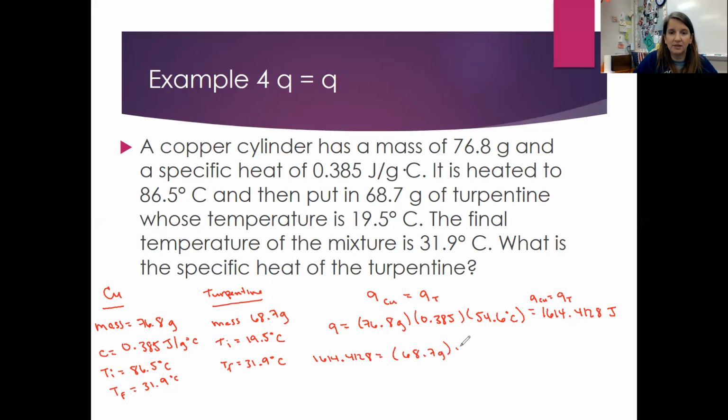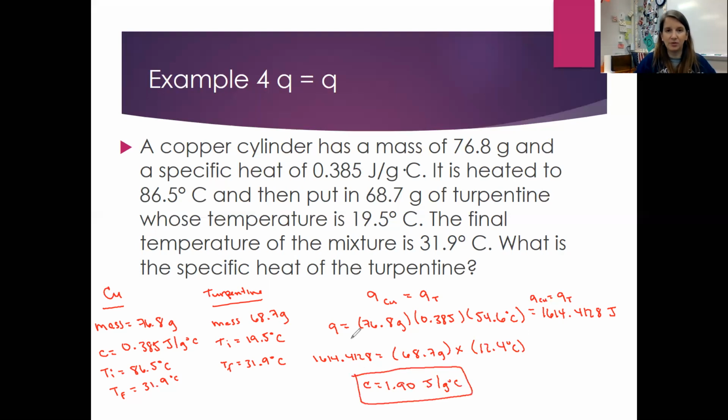We're solving for its specific heat, and let's calculate that temperature change for the turpentine here, and that's 12.4 degrees Celsius. So we have to divide our heat by our mass and our temperature change to get the specific heat of the turpentine, which is based on 3 sig figs, because everything has 3 sig figs, 1.90 joules per gram degrees Celsius.